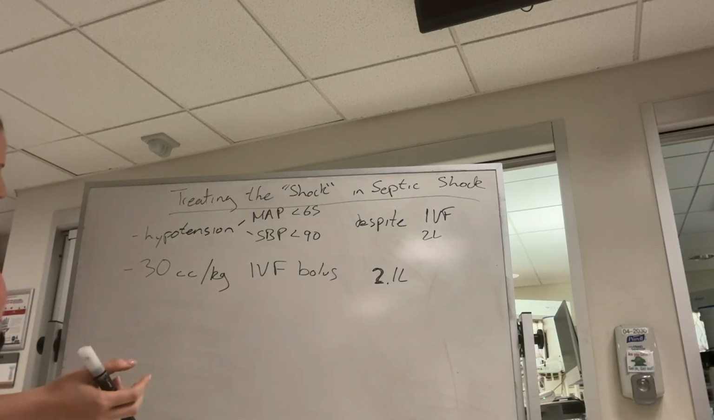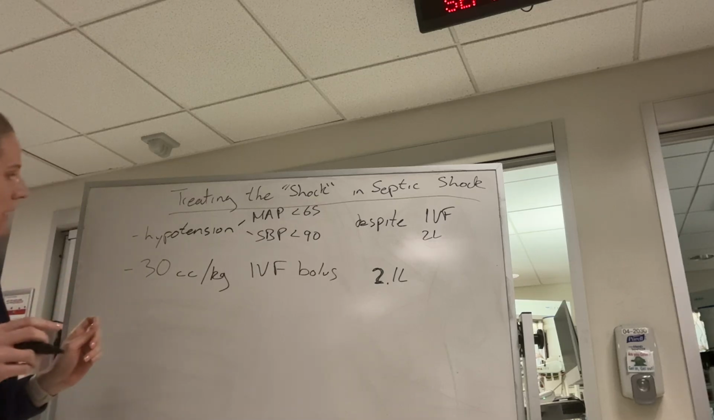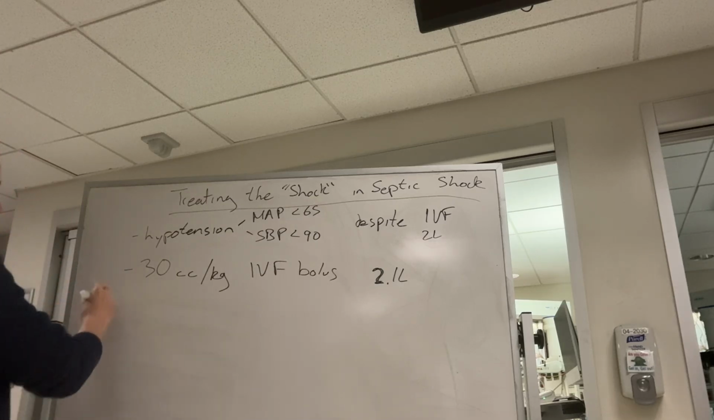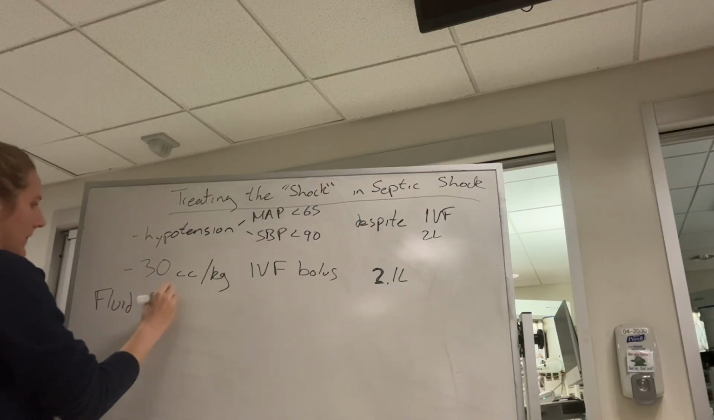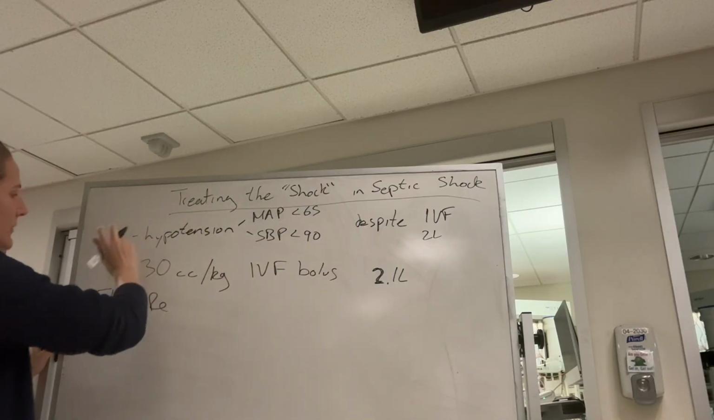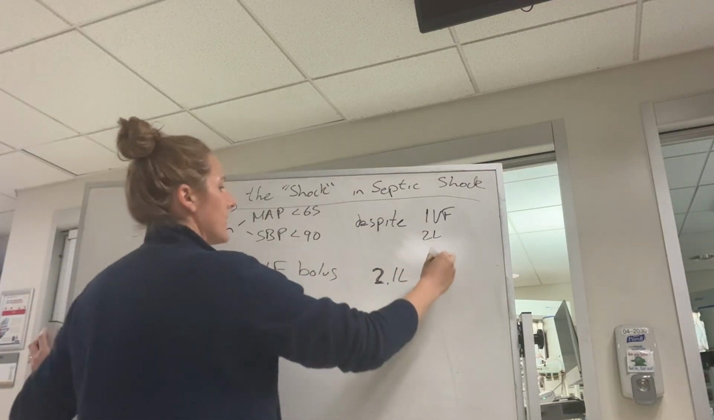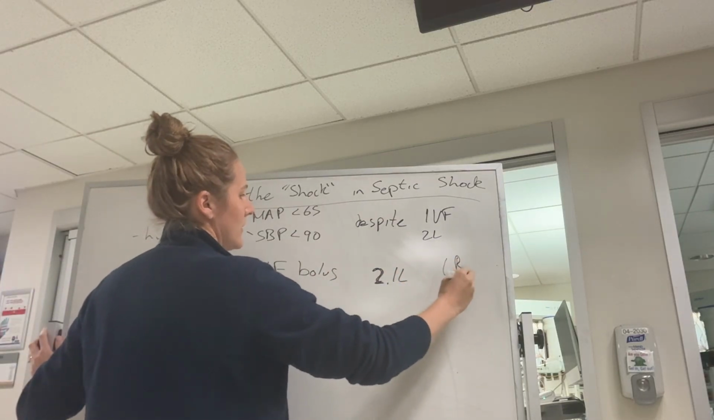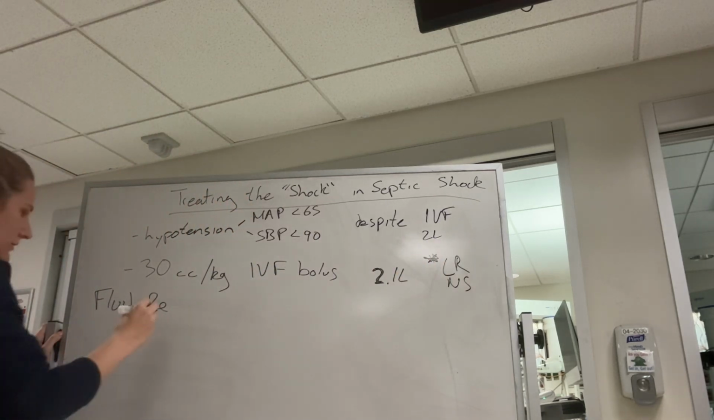So there's a few tips and tricks that we do for fluid responsiveness. And then also for IV fluids, it's typically what we call balanced crystalloid, so it should be LR, and if not LR, then NS. But LR is the preferred IV fluid, just for the record.